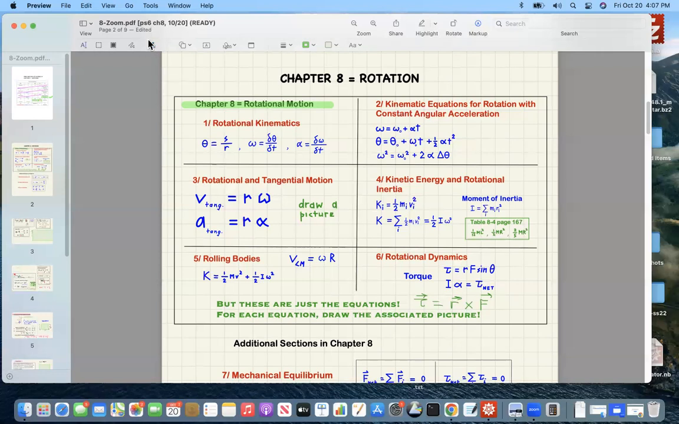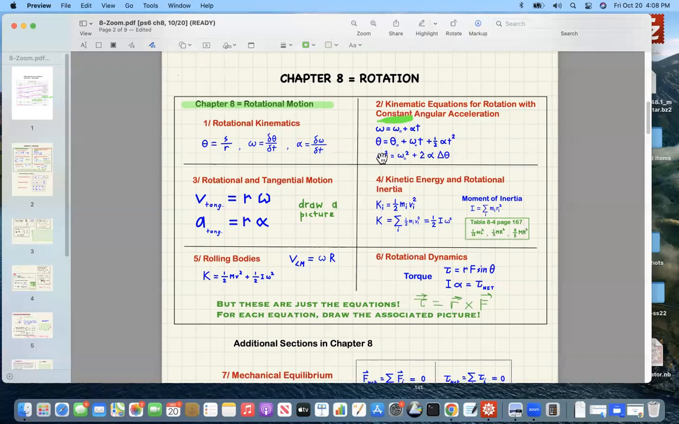So this is only relevant or only correct in the case of constant angular acceleration. Theta is theta 0 plus omega 0 t plus a half alpha t squared. And there's a relation between omega squared, the square of the velocity, and the change in the coordinate. So omega squared is omega 0 squared plus 2 alpha delta theta.